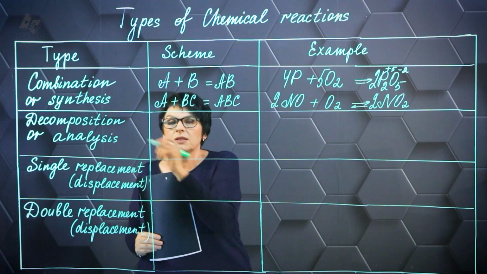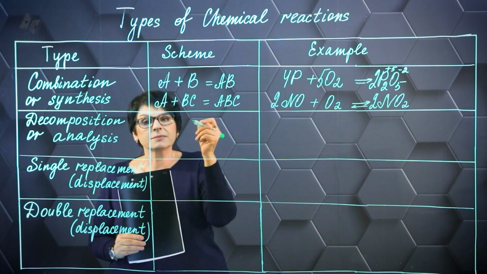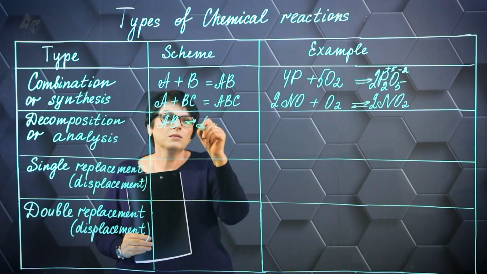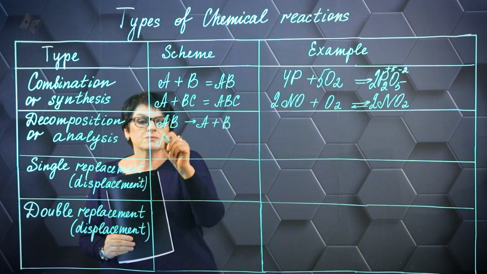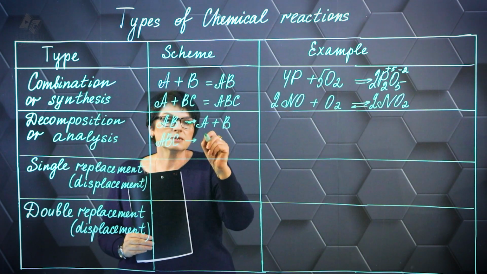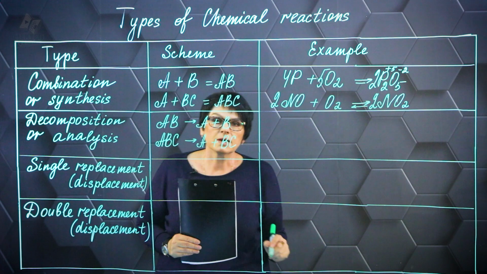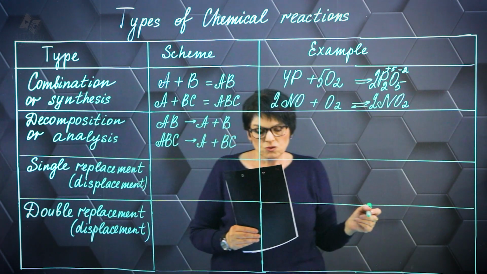The next reaction is decomposition. This reaction is the reverse of the compound reaction. And then AB, conventionally, a substance can decompose into A plus B, or for example, the substance ABC decomposes into A, let's say, plus BC.